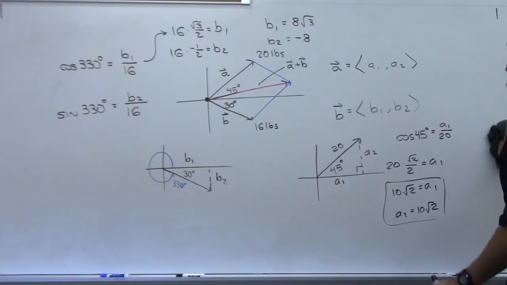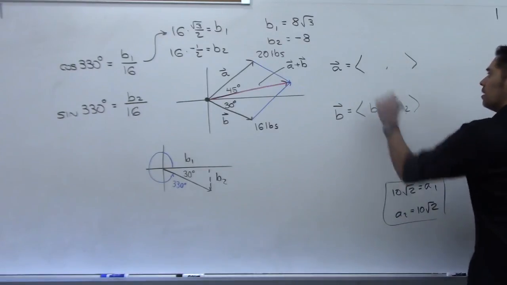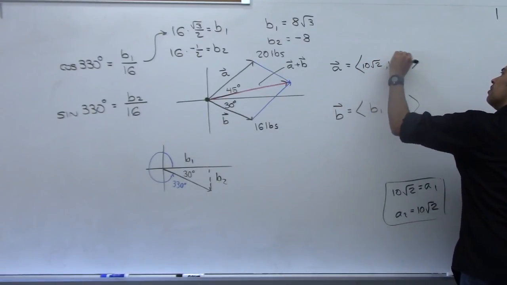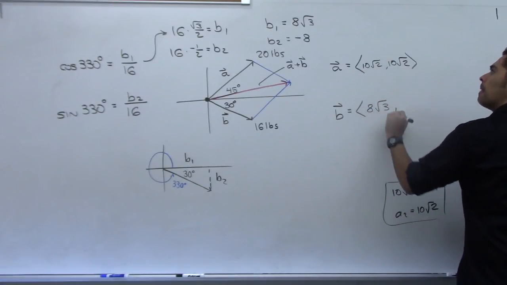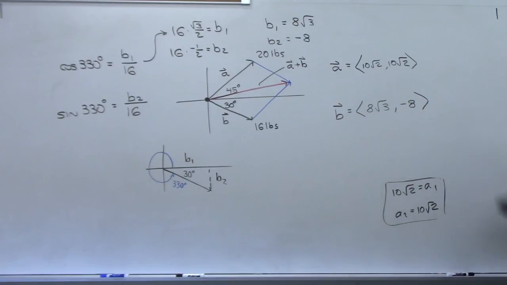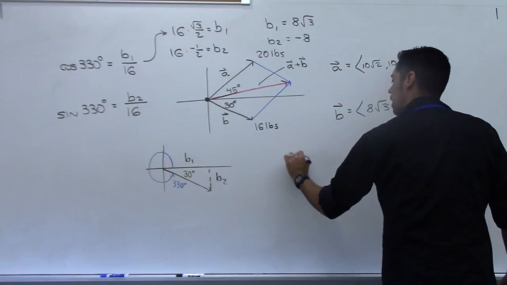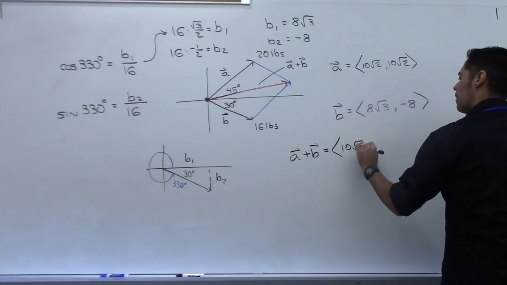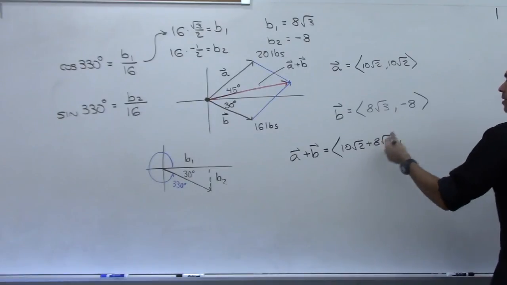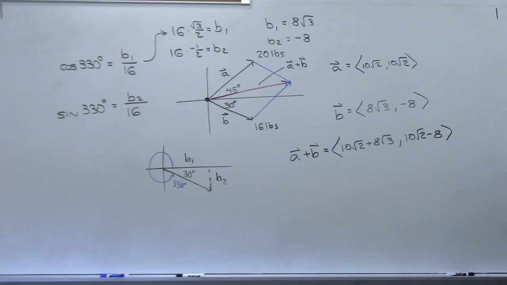So let's put them together. All right. A1, A2 was 10 root 2, 10 root 2. B1, B2 was 8 root 3, negative 8. And now let's add the two vectors together. So if we add them together, A plus B, we get 10 root 2 plus 8 root 3. Can't really put those together. Then 10 root 2 minus 8. Okay, that's A plus B.